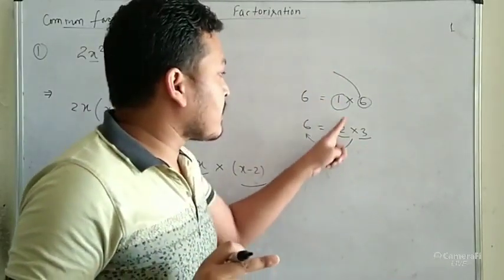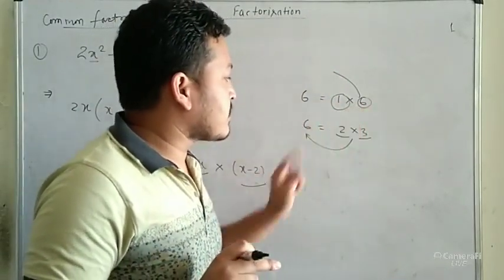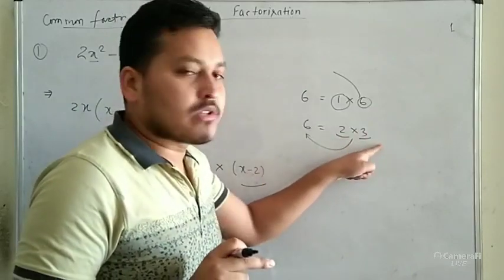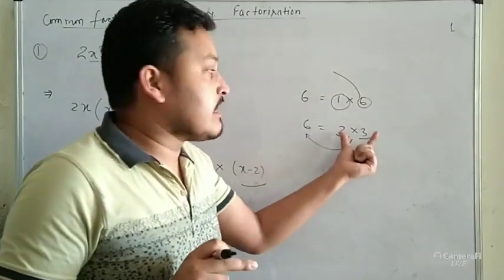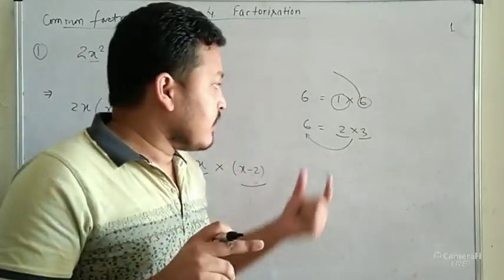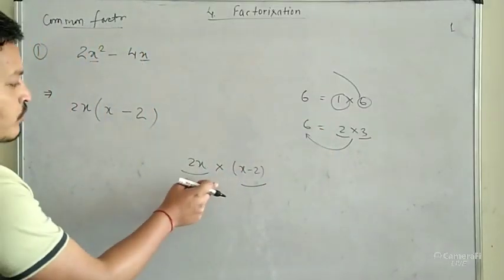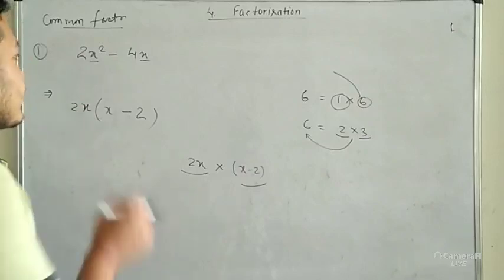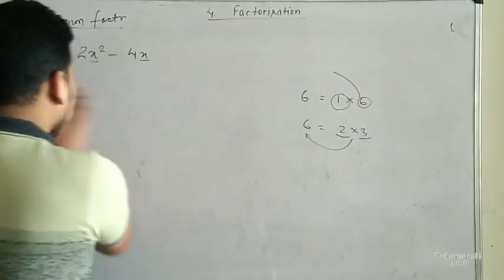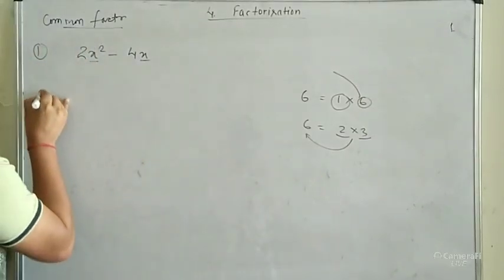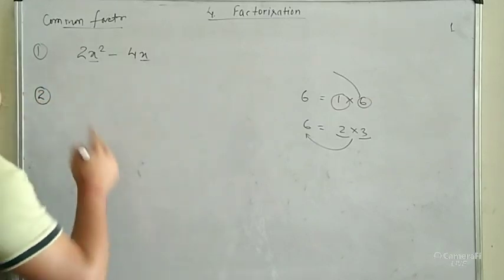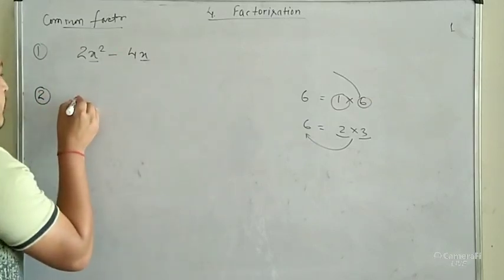I have told you this many times: 6 we can write as 1 into 6, and 6 we can write as 2 into 3. So we are writing the given number in terms of multiples. So with this concept, 2x into x minus 2 are the factors of the given number. Next, the second question: you can write your answer in the comment section. What will be the factor of this given number?